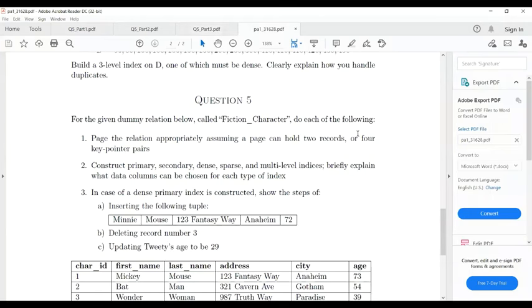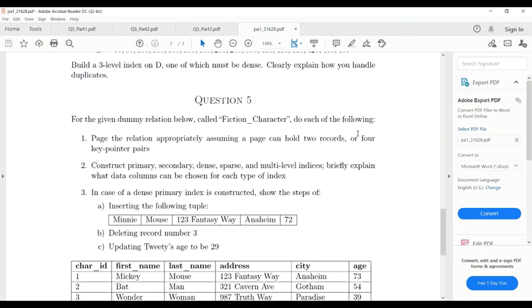Okay, now going to question 5. For the given dummy relation below called fiction character, this is our table. Do each of the following: page the relation appropriately, assuming a page can hold 2 records or 4 key pointer pairs. Okay, forget about points 2 and 3. I'm going to start with the first point.